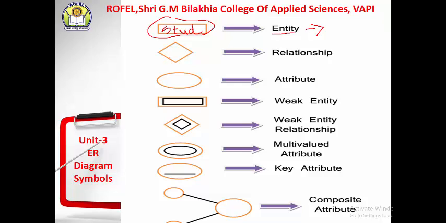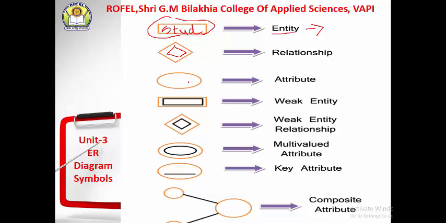Like this. Same way, between two or more entities there is some relationship. So the relationship is defined in this diamond. This diamond shape is used to represent a relationship between two or more entities. Then this oval shape.